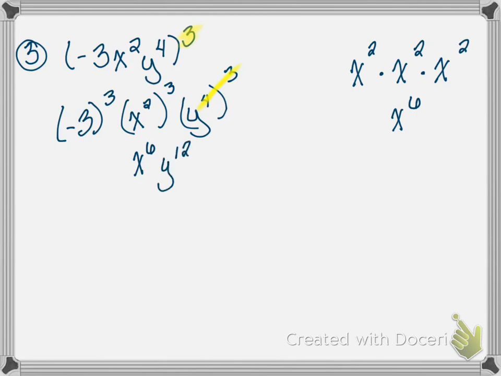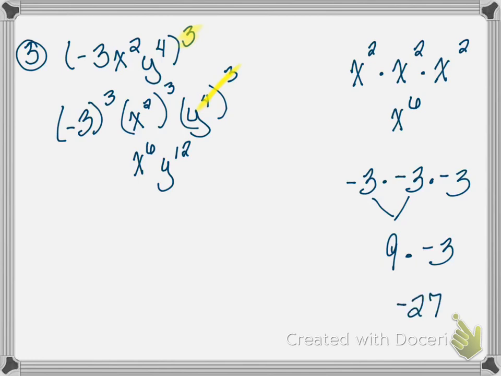Now, negative 3 to the third power, that is something that we can figure out. So we have negative 3 times negative 3 times negative 3. Negative 3 and negative 3 is positive 9, times another negative 3 is negative 27. So our final answer here is negative 27, x to the 6th, y to the 12th.